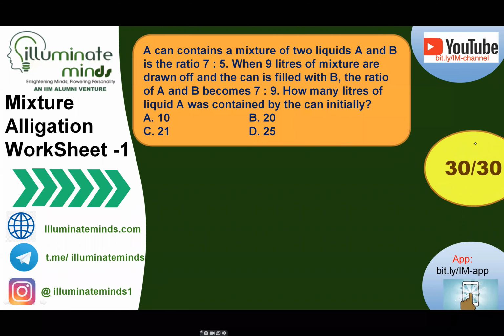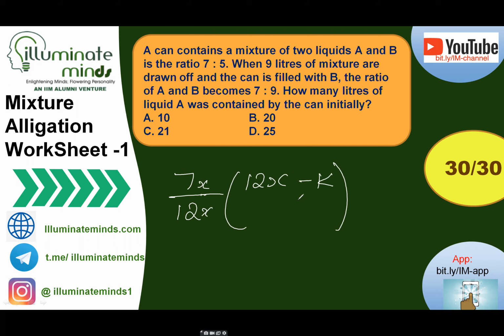Okay, last question of the day. So this says like this: a can contains a mixture of 2 liquids, 7:5. So A upon total. So present A upon initial A will be 7 by 12 when 9 liters. So I'm writing it as 7x upon 12x. So my total capacity is 12x. When 9 liters are drawn off and the can is filled with B. So how much B? I'm not sure. That is k divided by 12x. The ratio of A and B becomes this.